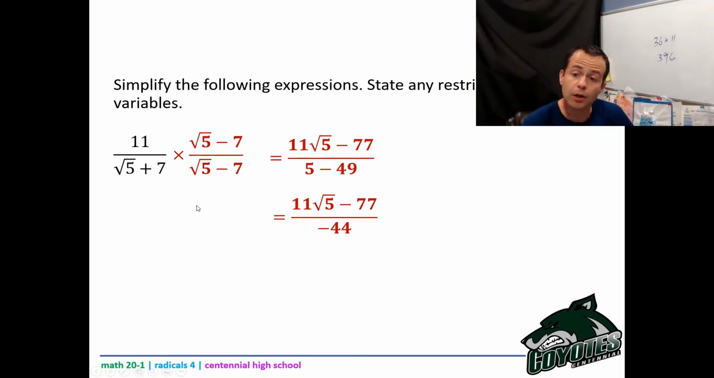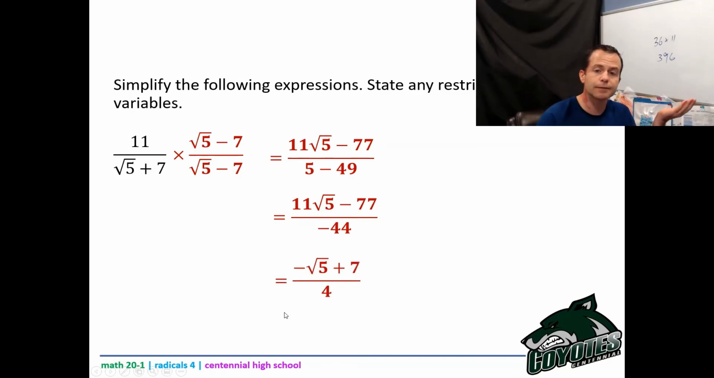Okay, but also I'm looking at an 11, I'm looking at a 77, and I'm looking at a 44. All of those can be reduced by 11. So essentially what I'm going to do right now is divide every term by -11. That's going to give me negative root 5 up here, positive 7 here, and positive 4 on the bottom. So final answer, negative root 5 plus 7 all over 4. Okay, you can do this.